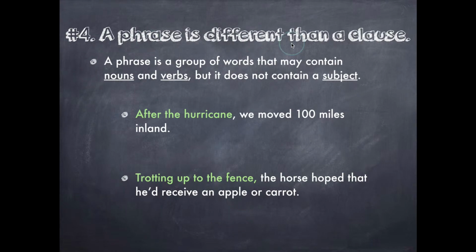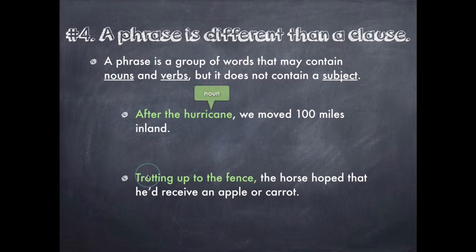A phrase is different than a clause. A phrase is a group of words that may contain nouns and verbs, but it does not contain a subject. After the hurricane, we moved 100 miles inland. This is a phrase. In fact, it's a prepositional phrase. After is my preposition. The hurricane is the object of the preposition. It's simply a noun. It's not a clause because it doesn't contain a verb or a subject.